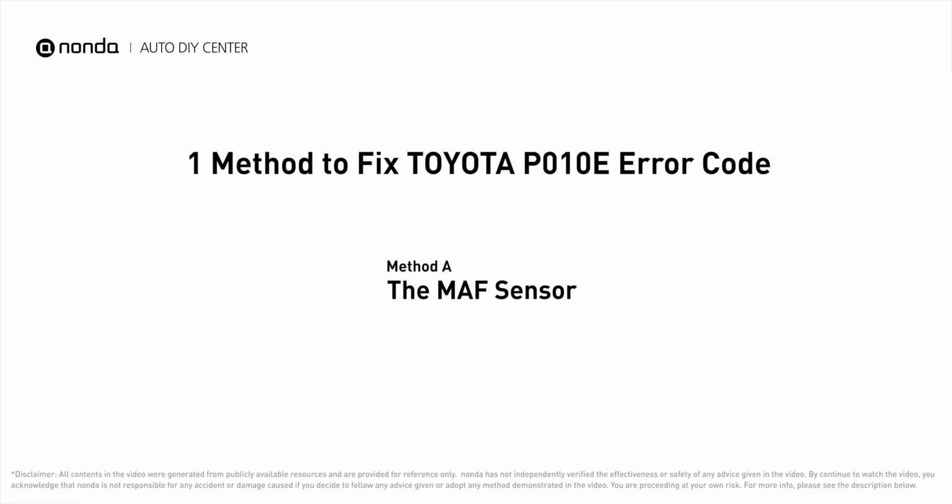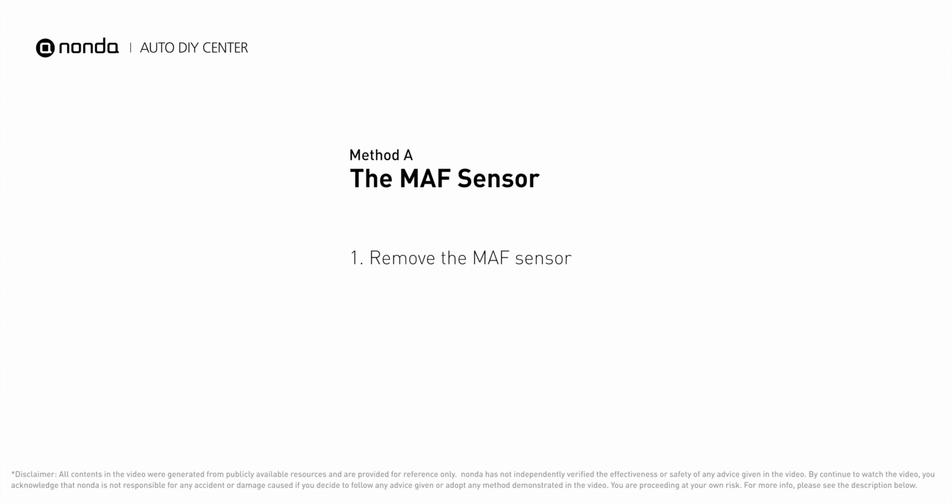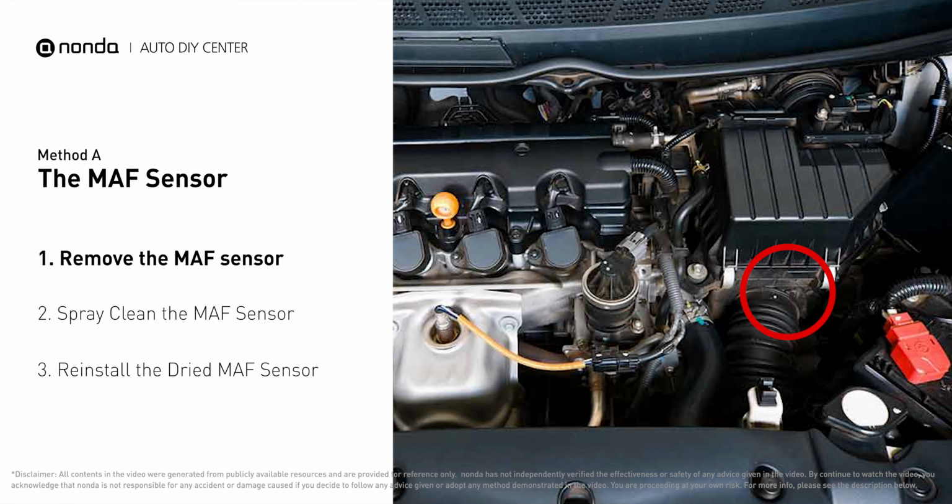Here is one of the most practical solutions to fix Toyota's P010E error code. Method A, MAF Sensor. MAF sensors are located between the air filter and the throttle body.